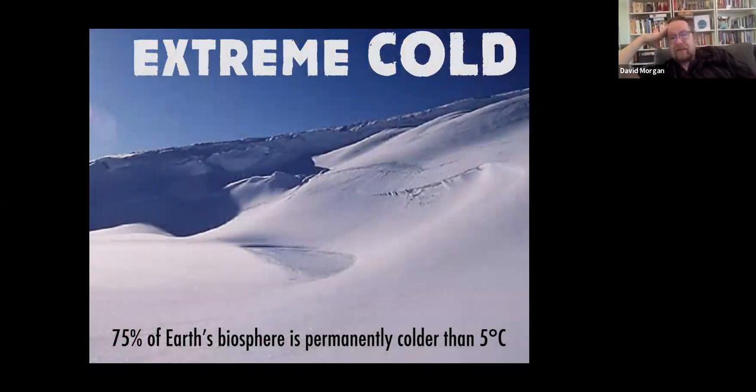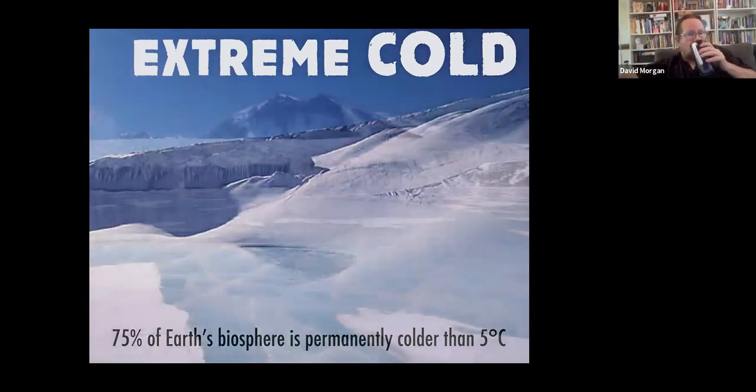In fact, 75% of the Earth's biosphere, if you count Antarctica, high mountaintops, and the deep ocean, is colder than 5 degrees Celsius. So you might say that the bulk of organisms or environments on Earth that are accessible to living organisms have what we would think of as extreme cold temperatures that are close to the freezing point of water, if not below.